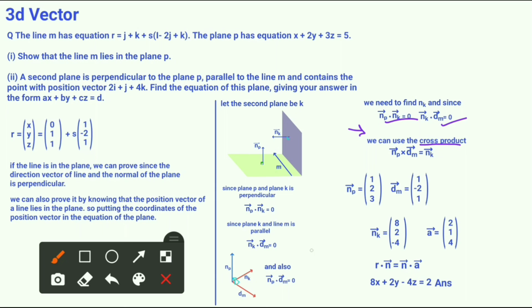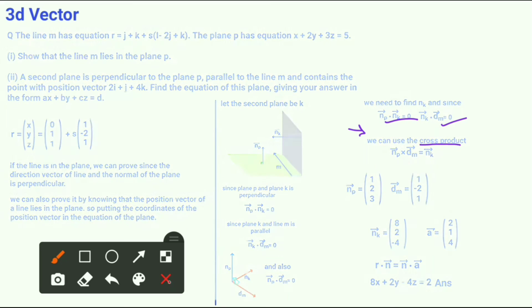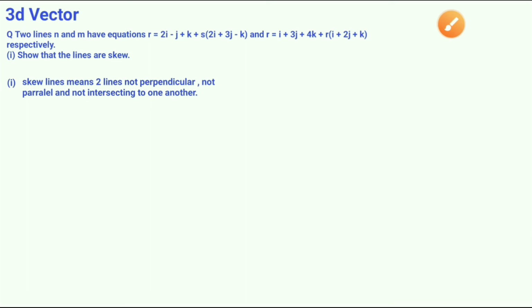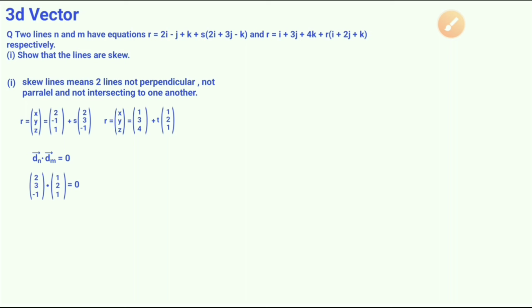And let's suppose we have already found the cross product, and there you go, we have the equation of a plane. Okay. And two lines N and M have equations this and this respectively. Show that the lines are skew, which means neither perpendicular nor parallel, not intersecting as well. Skew lines mean two lines not perpendicular, not parallel, and not intersecting one another.